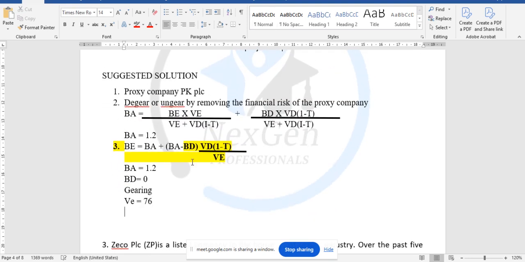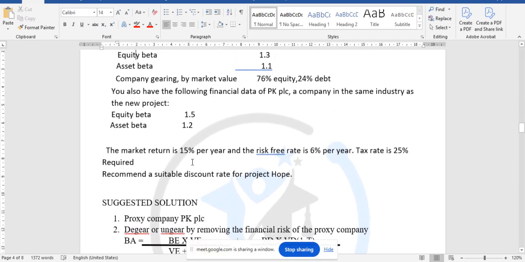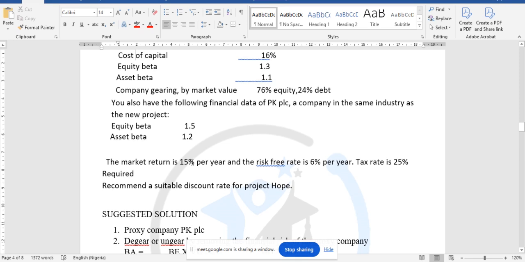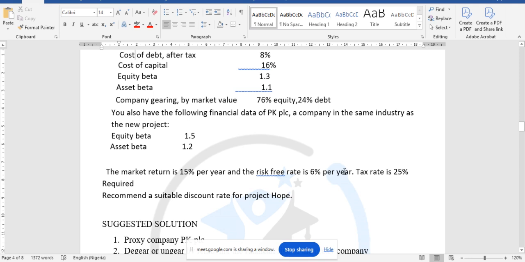76. Then the value of debt is 24. Class, what is the tax rate? You still state your assumption. Sometimes they are supposed to give you different tax rates. Now you can see that they only give you one tax rate, which is 25%, right?